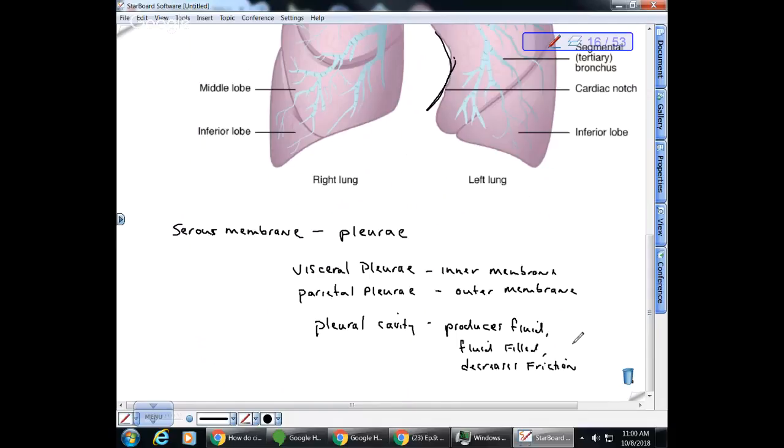Sometimes that pleural cavity can get air in it, and that is a really bad thing, like if you have a chest wound, because if air gets in there, it's going to cause the lungs to collapse. So that needs to stay at a negative pressure. For right now, we'll just put that this is a negative pressure.